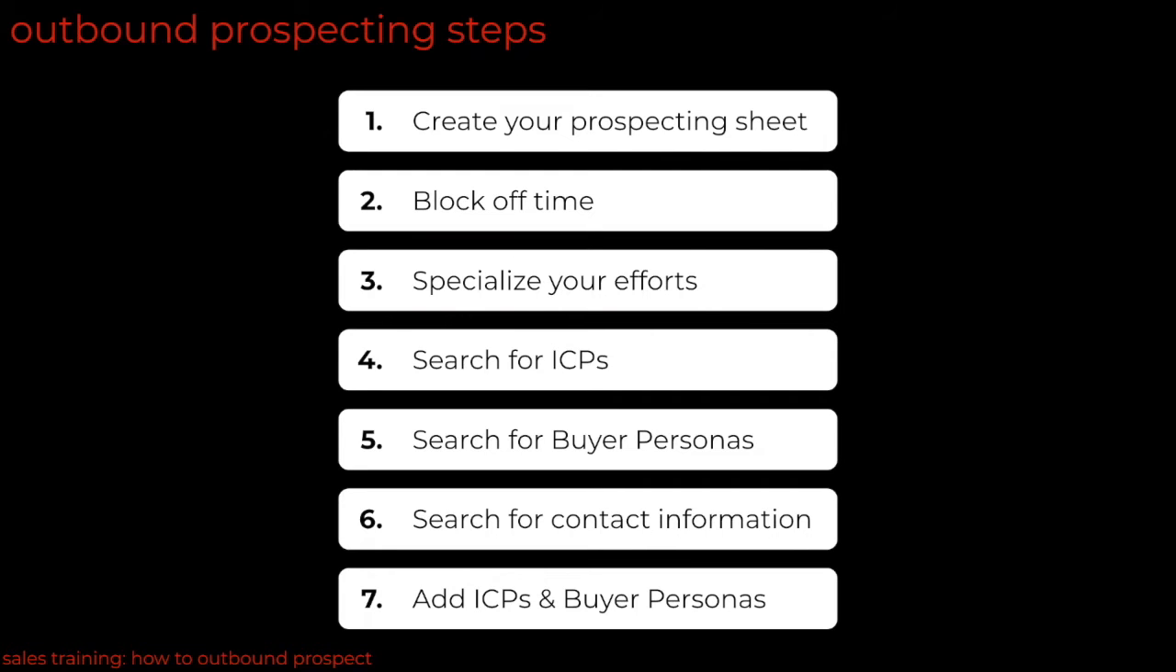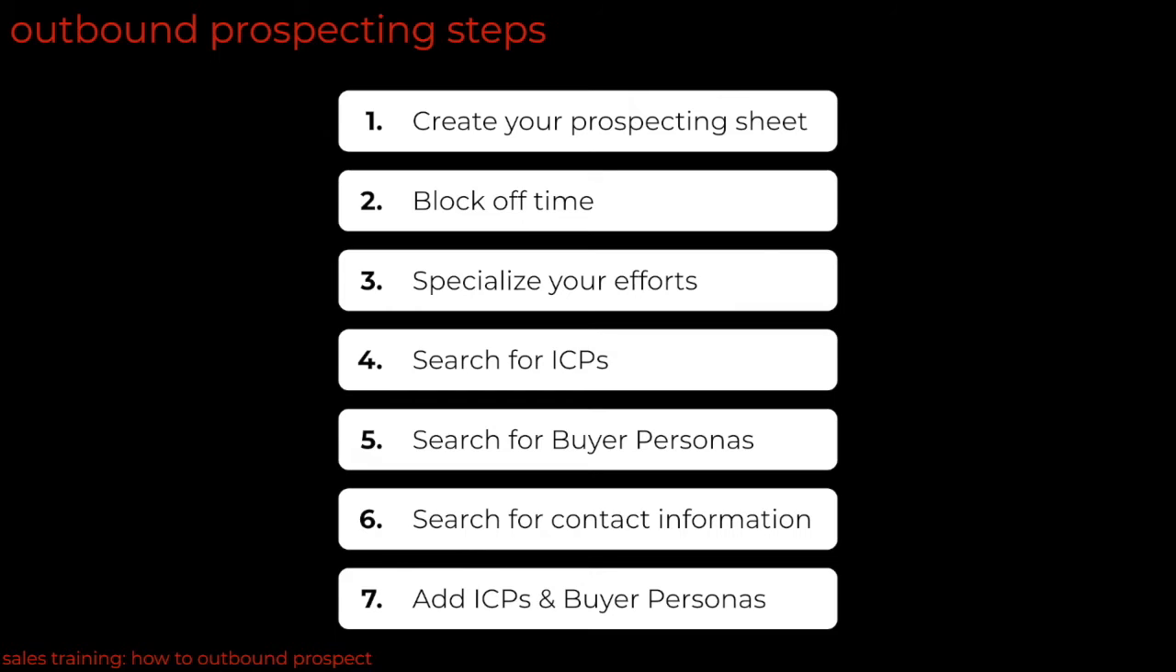If you create a spreadsheet, whether it's in Google Sheets or Excel, maybe you're a Mac Numbers fan, that's going to be your recipe for success. Number two is you want to block off time. Blocking off time is big here. You want to make sure that people understand what it is that you're doing, even if it's just yourself, because it's easy to put off outbound prospecting until the end of the day. Then you're tired, you're not very efficient, or you say, I'll do it tomorrow. And then tomorrow becomes next week, and next week becomes next month, and you never get this done.